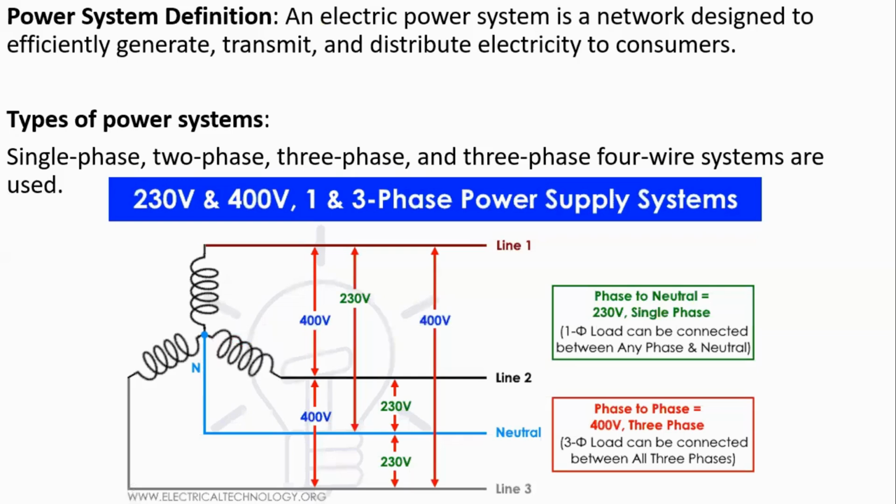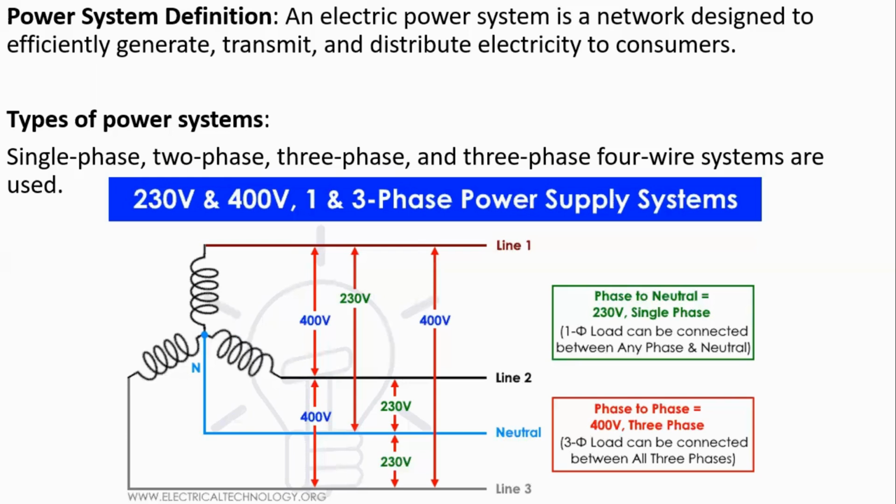What is a power system? It is a complete system where power is generated, transmitted, and distributed. What power? Electrical power. Please remember, we are talking about electrical power. Generation is where it is produced, then it is transmitted, and again in your homes it is distributed. We call that a complete power system.